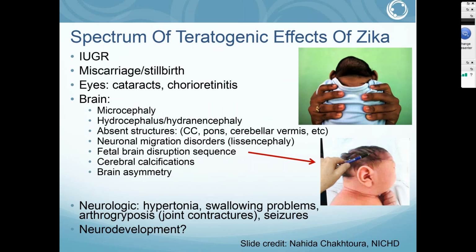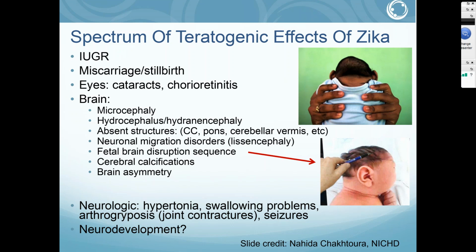So the spectrum of teratogenic effects, as represented by NICHD, whether CDC, WHO, SMFM, or AIUM, includes IUGR, growth-restricted babies. Miscarriages have been reported and stillbirths have been reported increased in those that have been affected. It can affect the eye with cataracts and chorioretinitis, and I'll show some examples of that. And in the brain, it's not just microcephaly that you see here, it's what goes along with it, because you could actually have hydrocephaly and the head looks almost normal. So we know that there are many more things that occur.